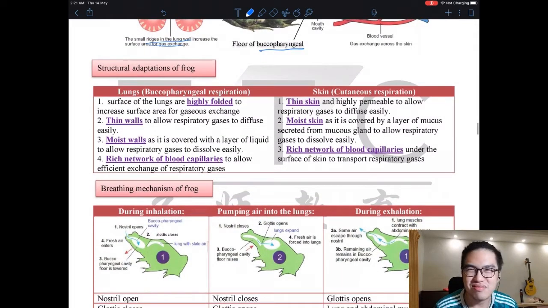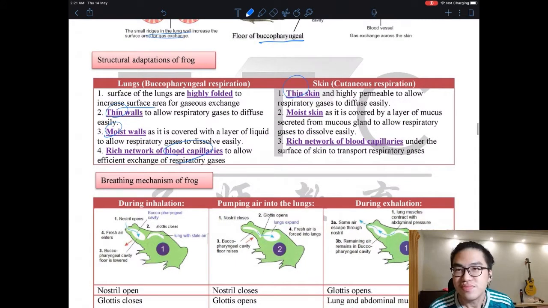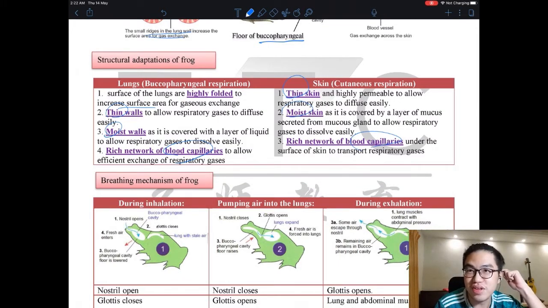All the adaptations are actually almost the same. Can you see: large surface area, thin, moist, blood capillary. It applies for all. Of course, not for insects, because insects don't have blood capillaries, but the thin and moist still applies. Large surface area still applies.